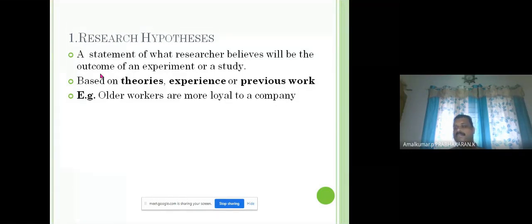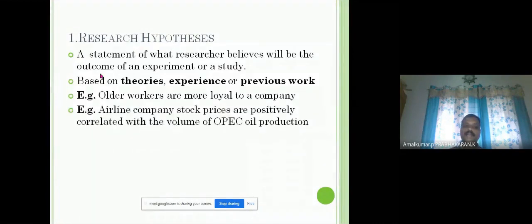Here the first one is that older workers are more loyal to a company. The researcher believes that if a worker is older, he is more loyal to a particular company. This is an assumption or belief generated based on the experience of the researcher, or on the theories available to the researcher, or on previous work that he can find through the literature review.